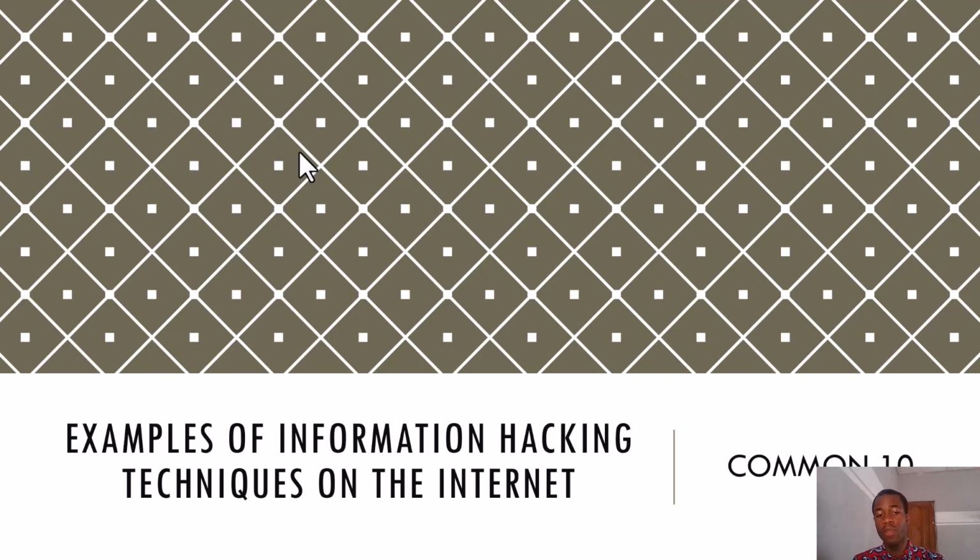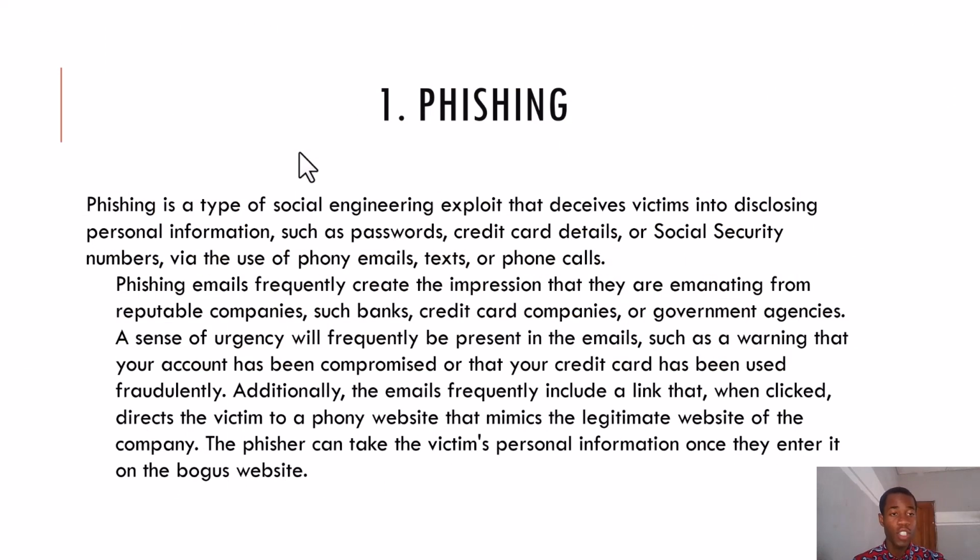So, examples of information hacking techniques. We are going to talk about the common 10. Now, phishing. Phishing is a type of social engineering exploit that deceives victims into disclosing personal information such as passwords, credit card details, social security numbers, and other personal information via phone, emails, texts, and phone calls.